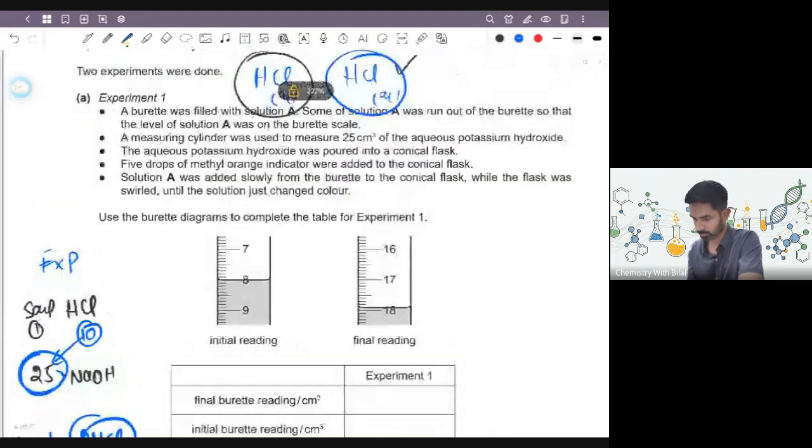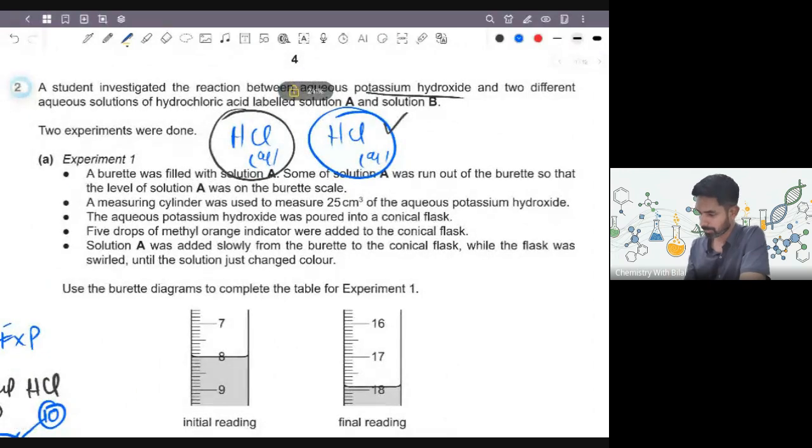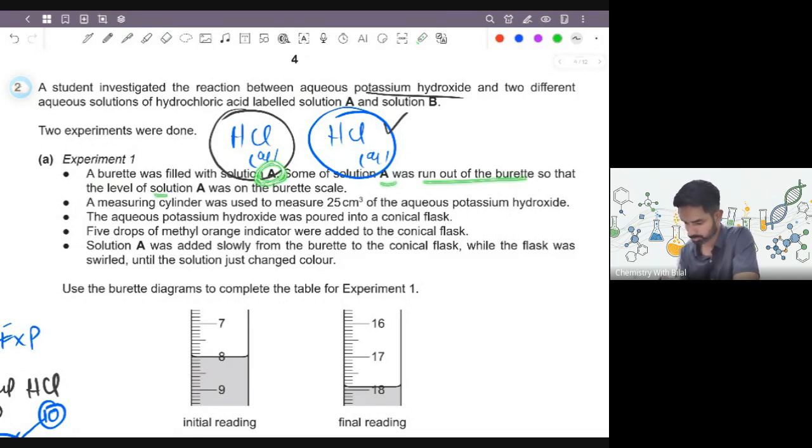Let's just see what exactly they are doing here. A burette, which is the most accurate piece of apparatus, is filled with a solution A. Some of the solution A was run out of the burette so that the level of solution A was on the burette scale. So whenever you take something in the burette, before you add something into the conical flask, first you have to run some of the solution out so that you set the scale first. A measuring cylinder was used to measure 25 of aqueous NaOH into the potassium hydroxide.